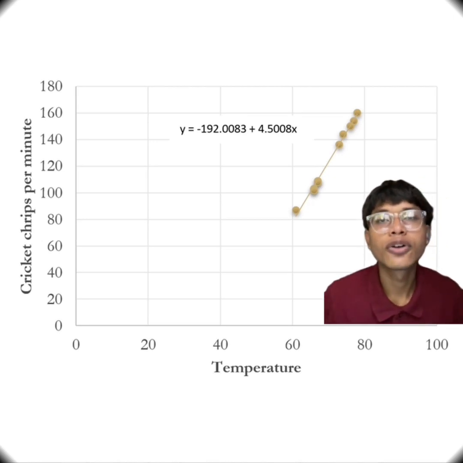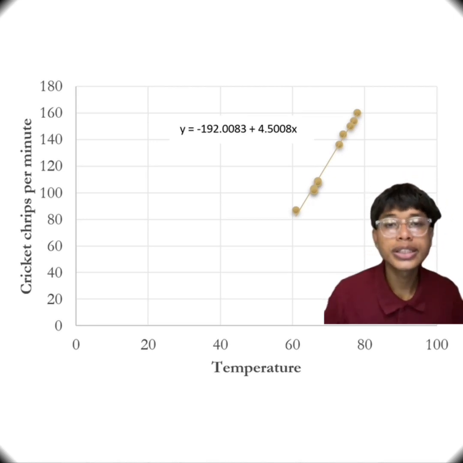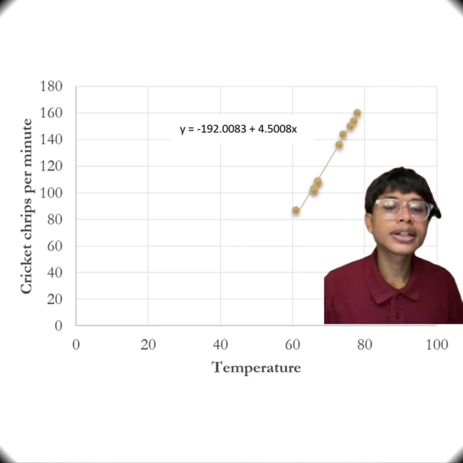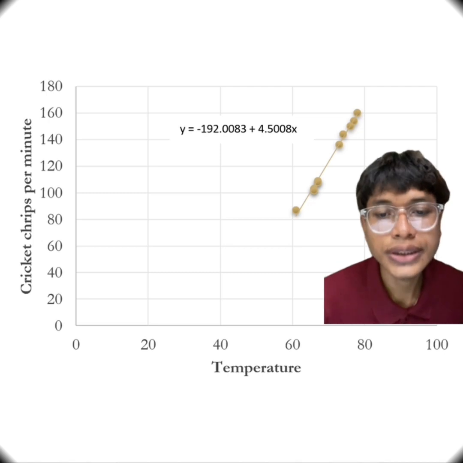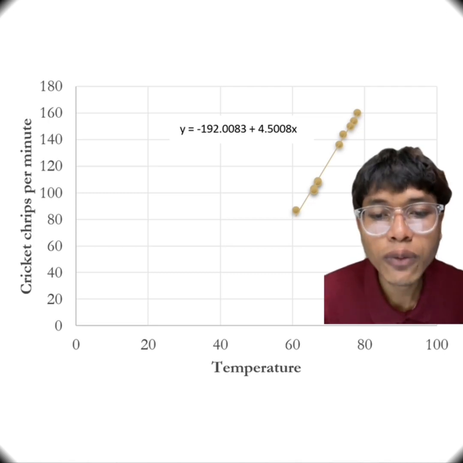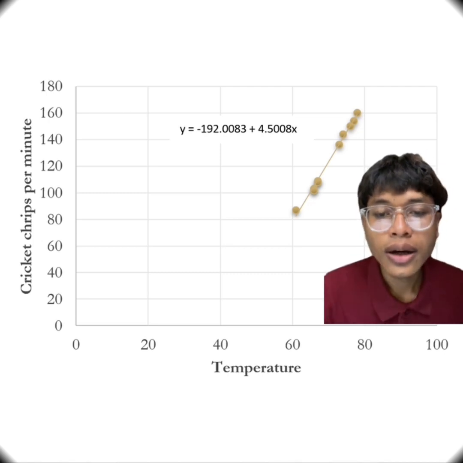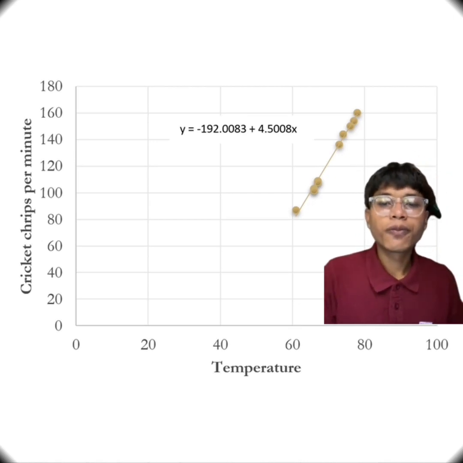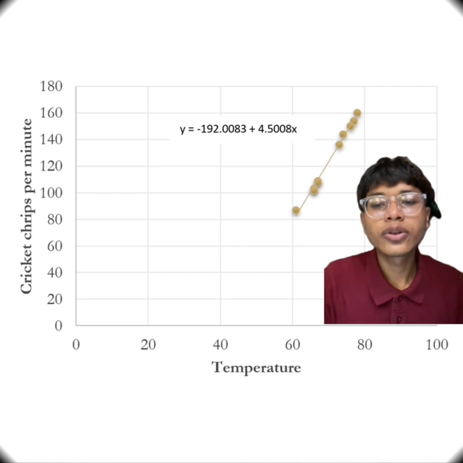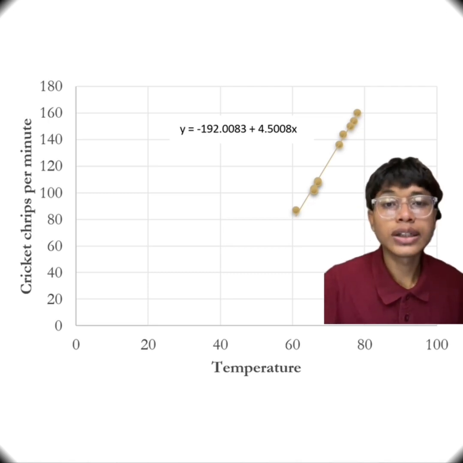Here is our graph, where the x-axis is temperature and the y-axis is cricket chirps per minute. The graph is y equals negative 192.0083 plus 4.5008x. This is our equation.